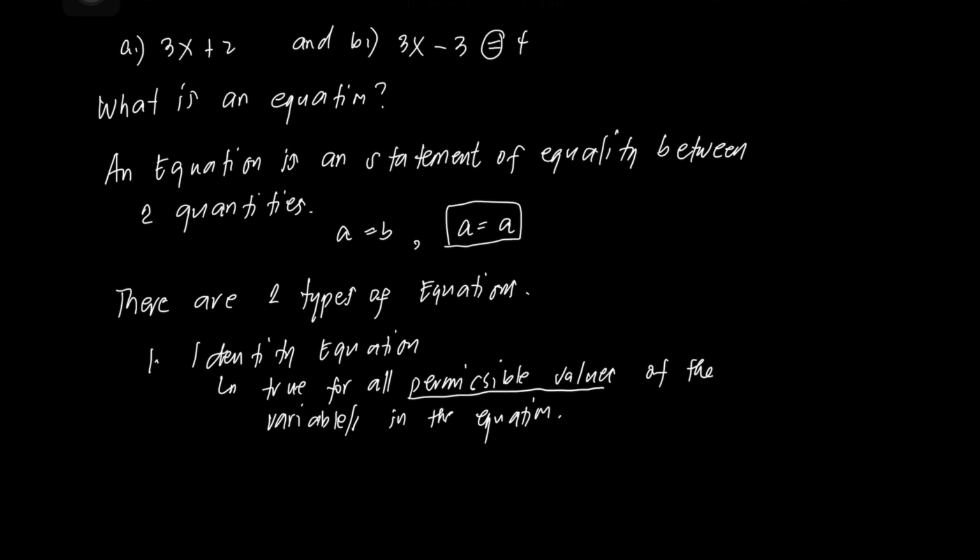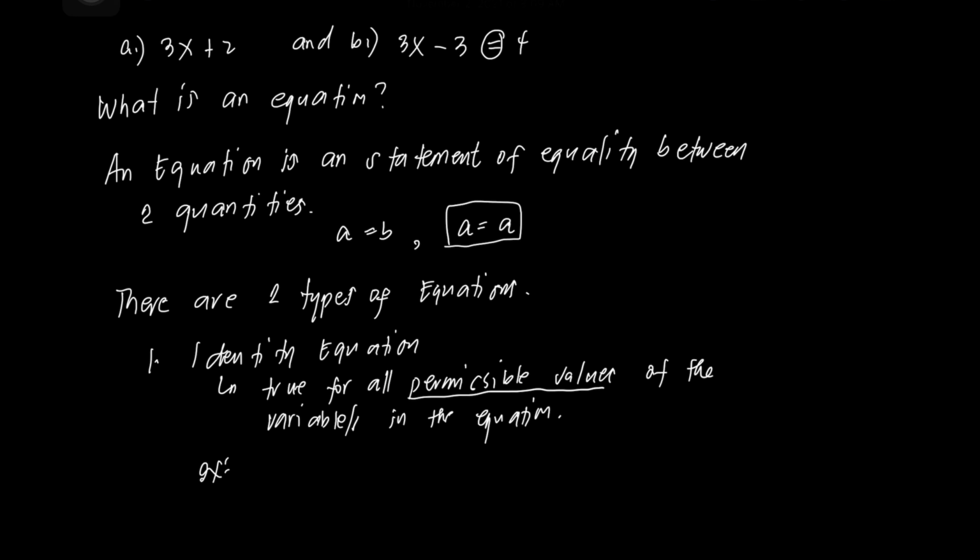If the condition says for all integers and the equation works for all integers, then that equation is an identity equation. If the values are the set of real numbers and every real number you pick satisfies the equation, then that equation is an identity equation.